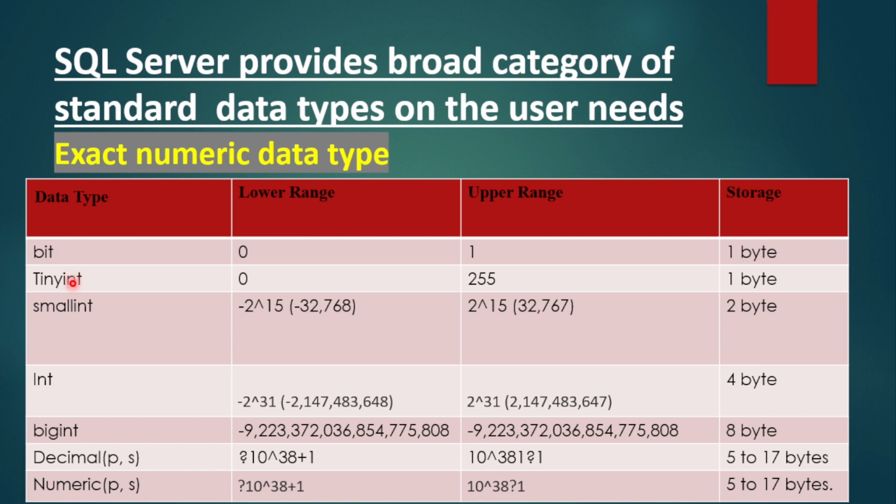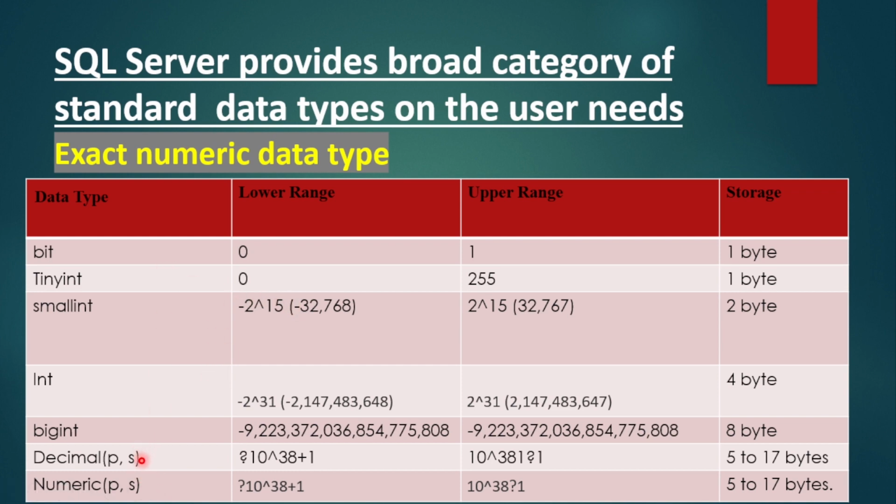The next data type is tinyint. In this, we can store a lower value of 0 and an upper value of 255. It also takes 1 byte. Smallint ranges from -32768 to +32767, and it occupies 2 bytes of storage on your hard disk. Likewise, int and bigint are all used to store numbers in your columns.